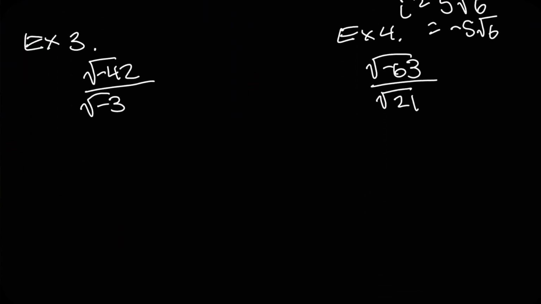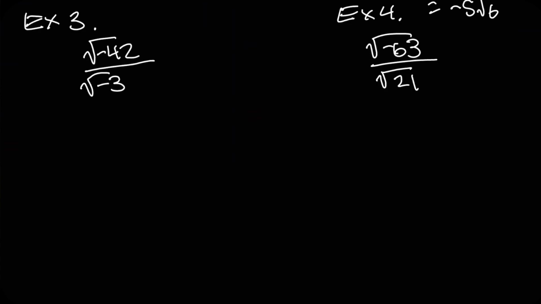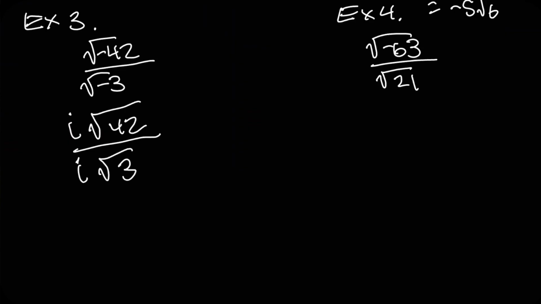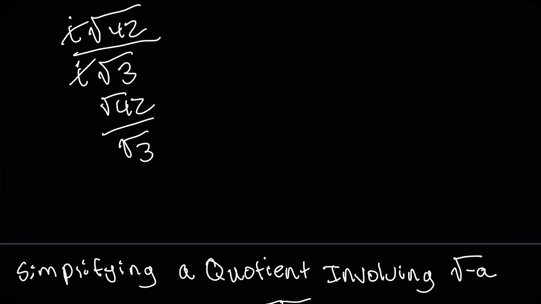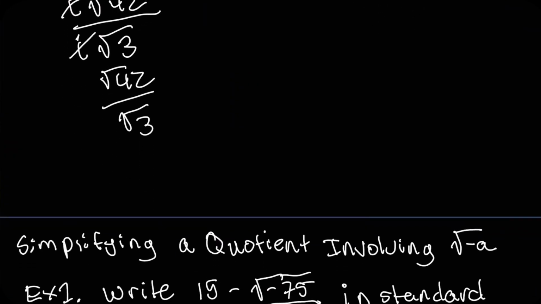We have 2 more examples here. So looking at the square root of -42 divided by the square root of -3. Let's go ahead and dive into this one. Again, we know from previous examples this would be i times the square root of 42, and this would be i times the square root of 3. Now one thing that we can do here is cancel out our i's. So that leaves us with the square root of 42 divided by the square root of 3. And if we want to further reduce this, this will give us the square root of 14.